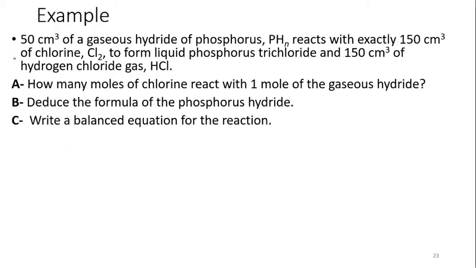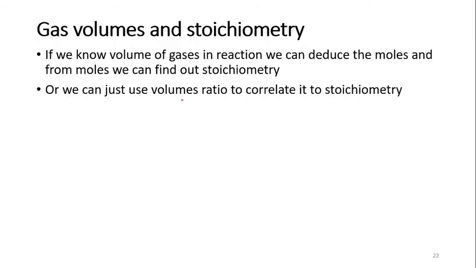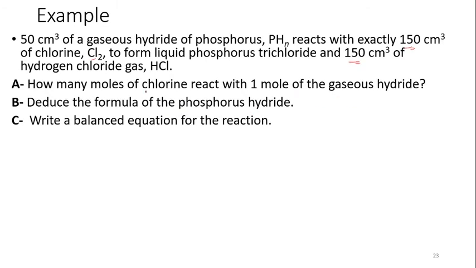Let's take an example. 50 cubic decimeter of gaseous hydride of phosphorus, PHn, reacts with exactly 150 cubic centimeter of chlorine to form liquid phosphorus trichloride and 150 of hydrogen chloride gas. How many moles of chlorine react with 1 mole of gaseous hydride? And deduce the formula of the phosphorus hydride and write the balanced chemical equation. So I can use the volumes ratio, the ratio between the volumes, to get my stoichiometry and write the balanced chemical equation. Let's write first the equation.